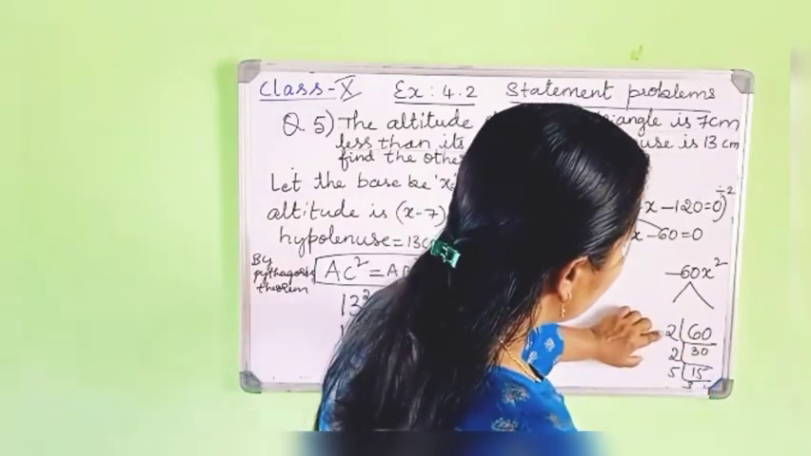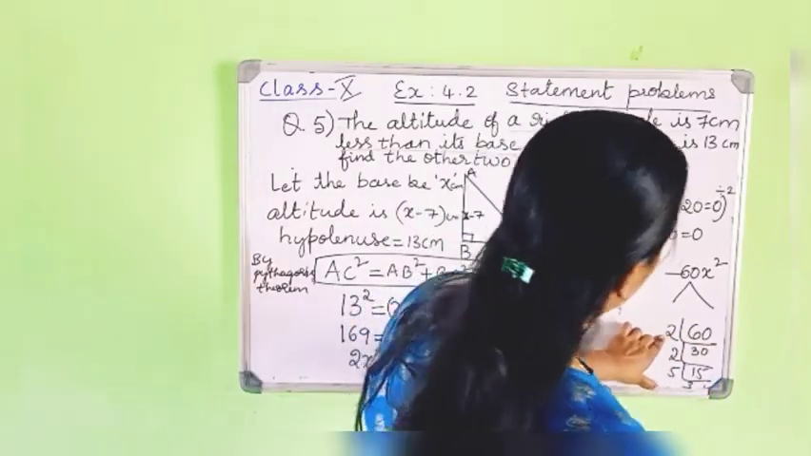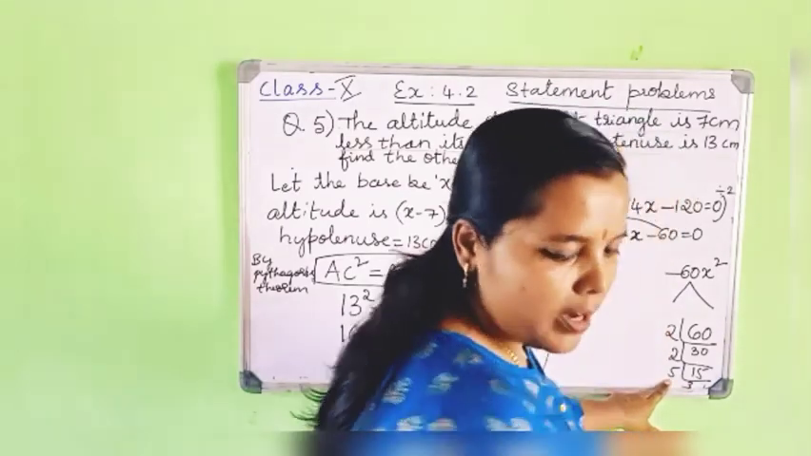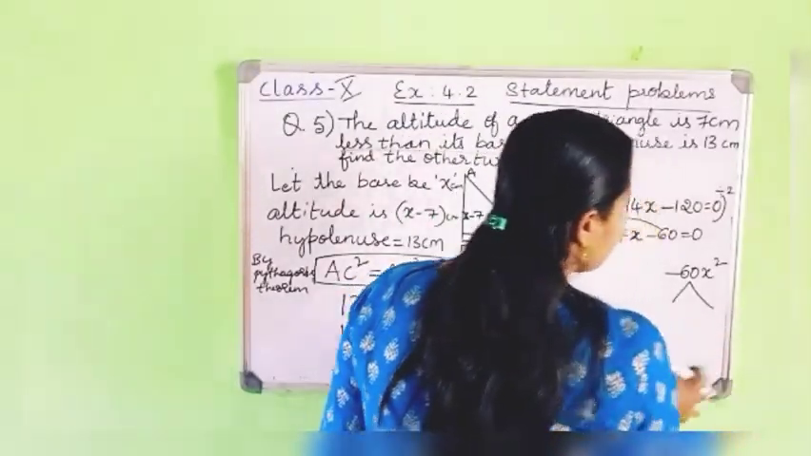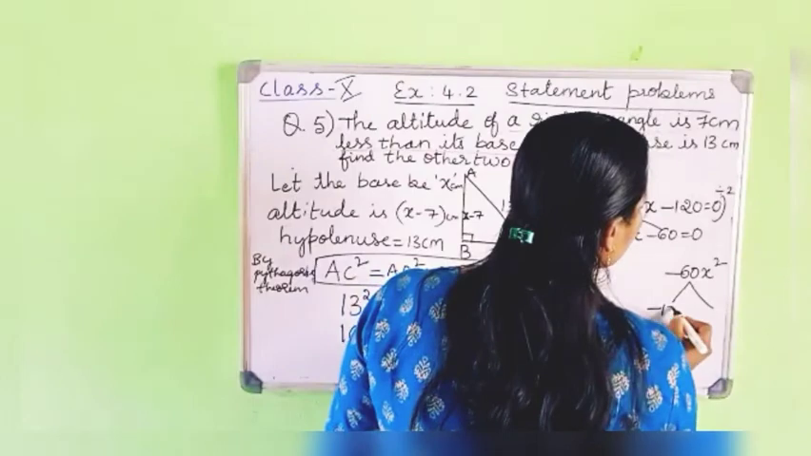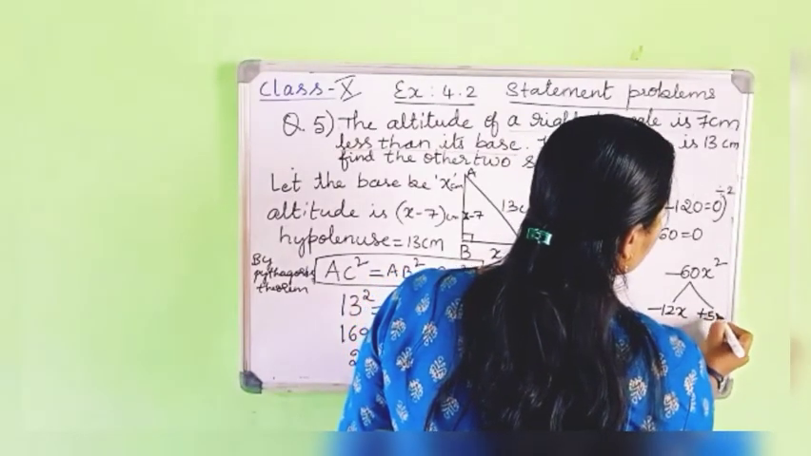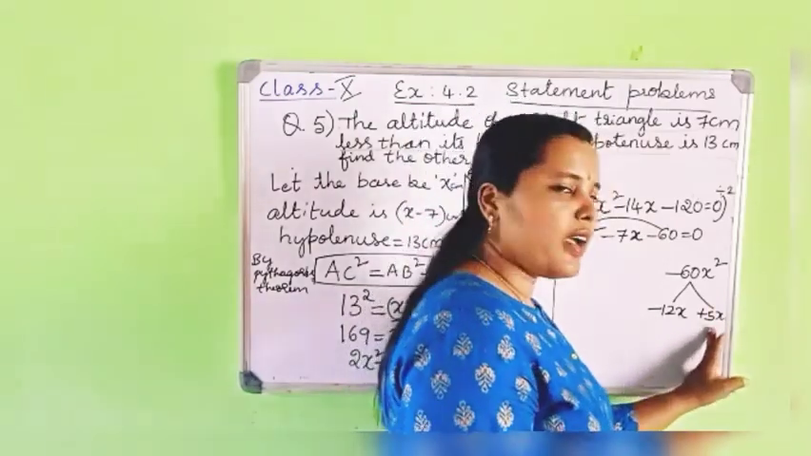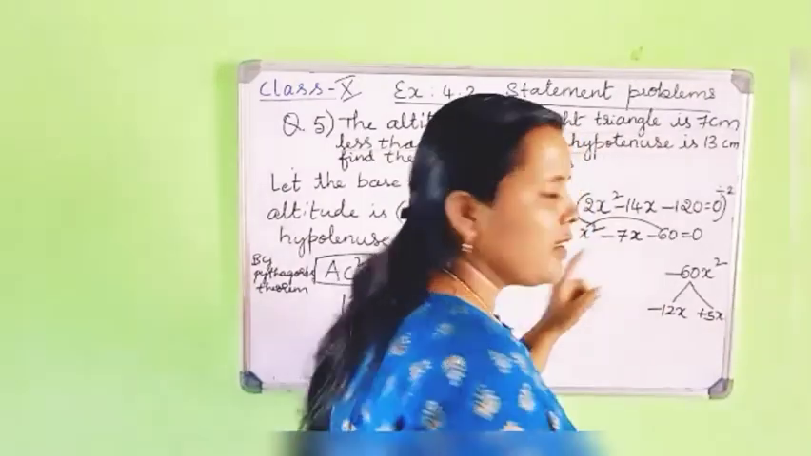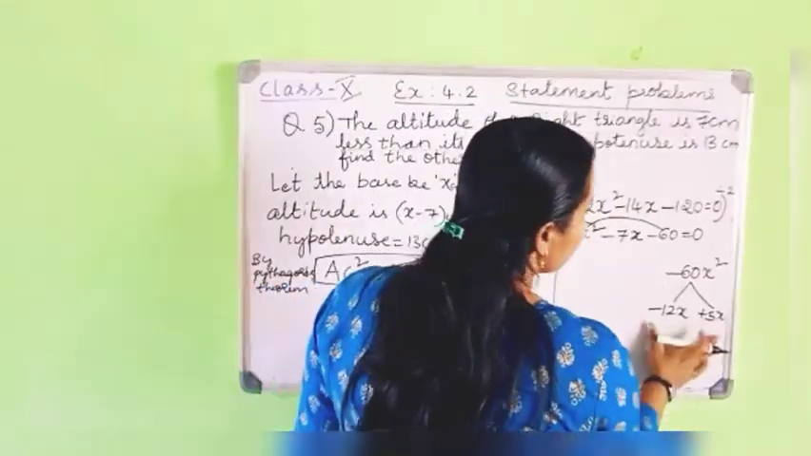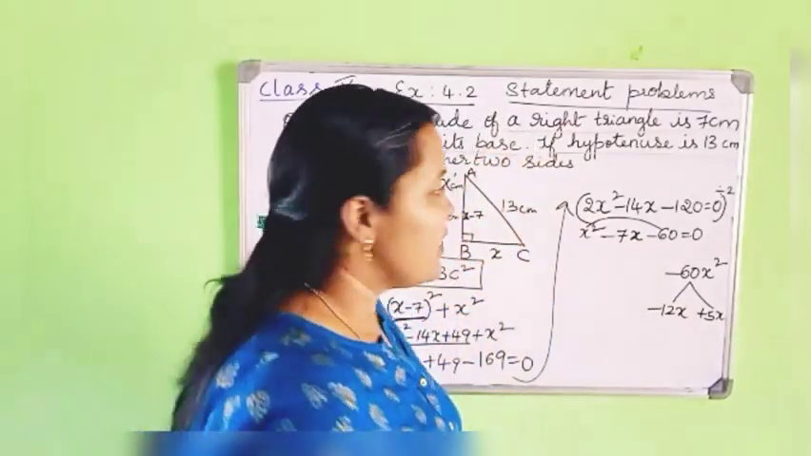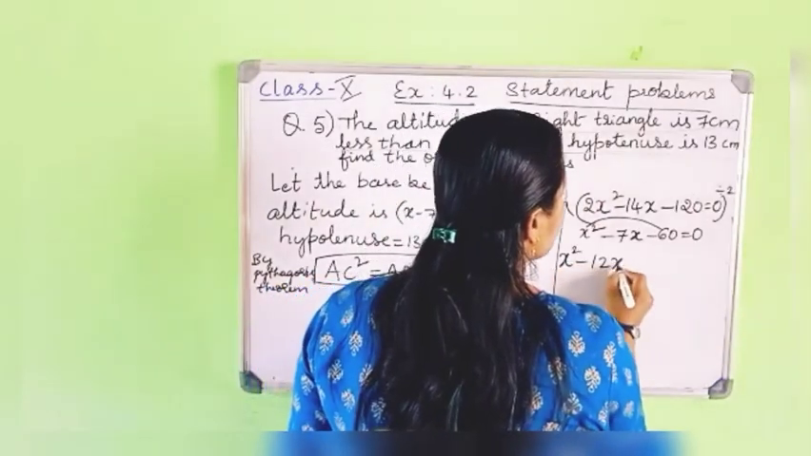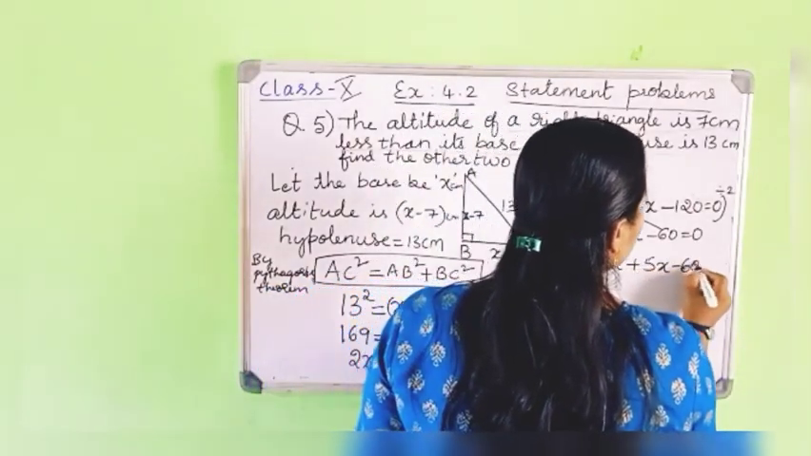Now you can take 2 fives are 10. I want 7, right? 2 twos are 4, 4 threes are 12. 12 minus 5 is how much? 12 minus 5 is 7. Therefore, minus 7x can be taken as minus 12x plus 5x. Because if I add minus 12 and plus 5, what is the answer? Minus 7. So x square minus 12x plus 5x minus 60 is equal to 0.